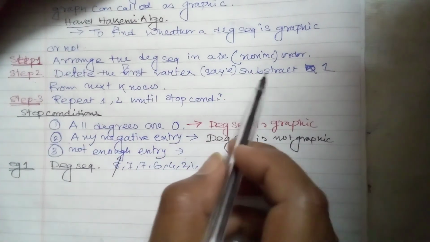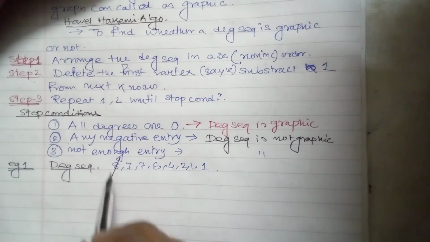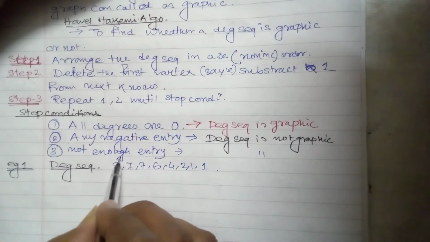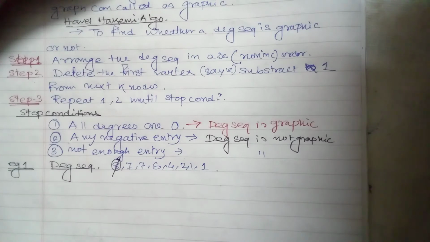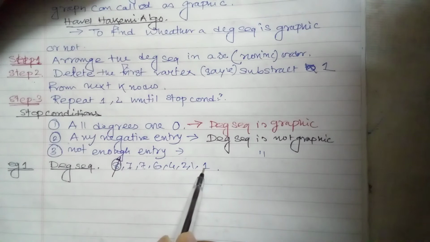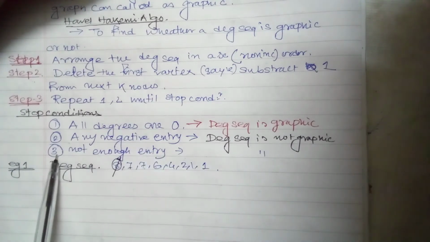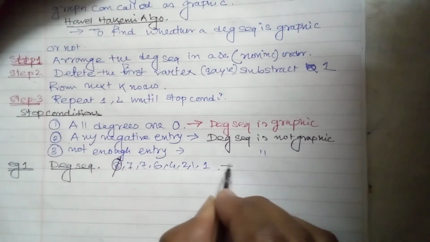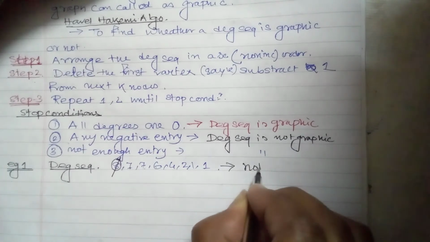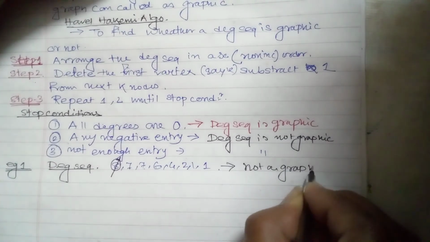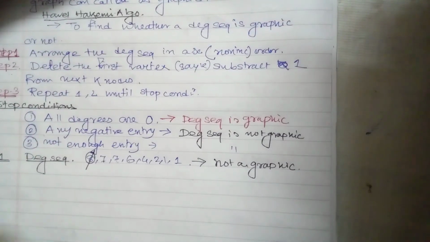Now subtract 1 from the next k nodes. I am deleting the first node, which is 8, so according to the algorithm I have to subtract 1 from the next 8 nodes. Count 1 2 3 4 5 6 7. It doesn't have 8 entries, it has only 7 entries. So according to stop condition 3, not enough entries, we can conclude that this is not graphic.